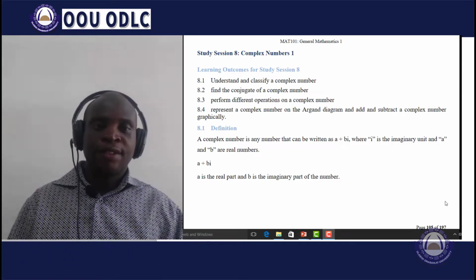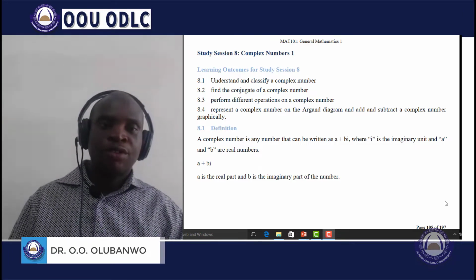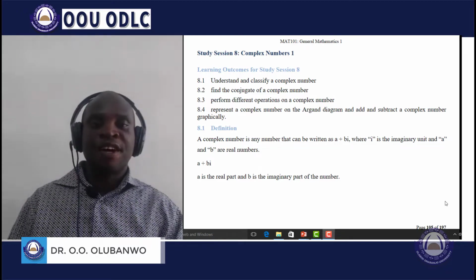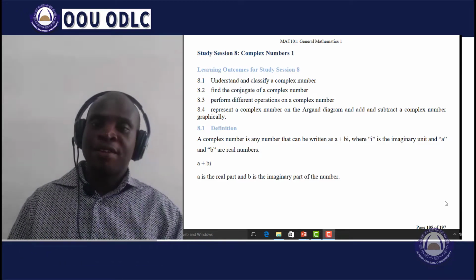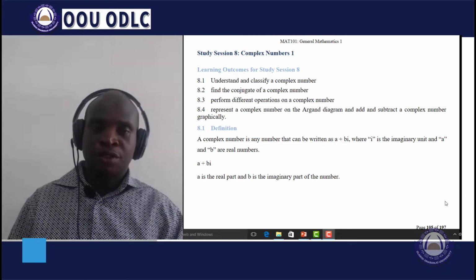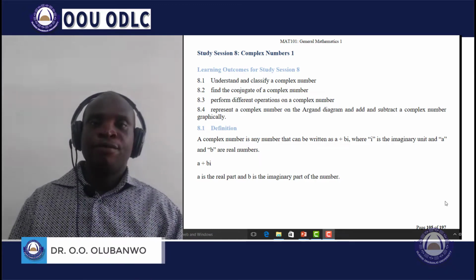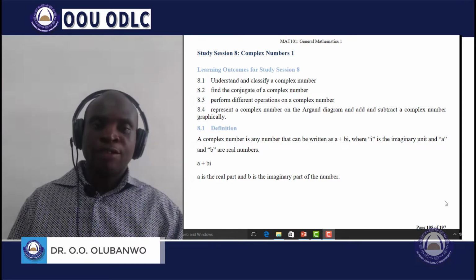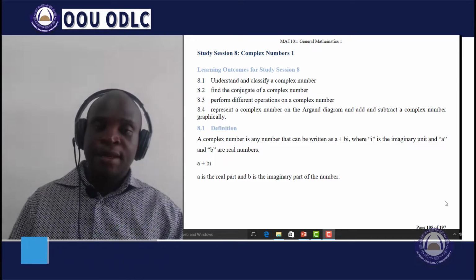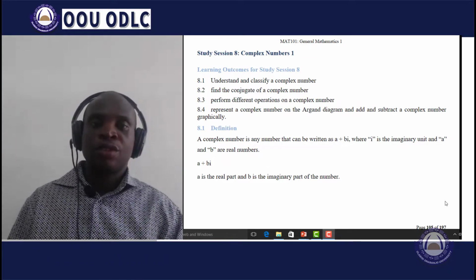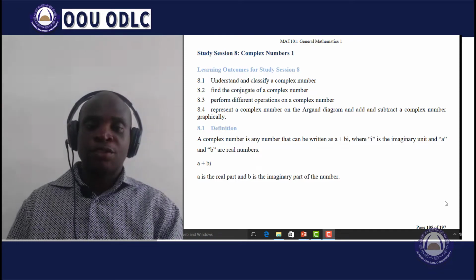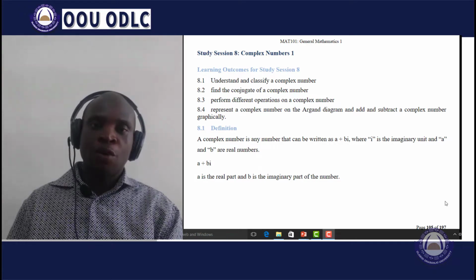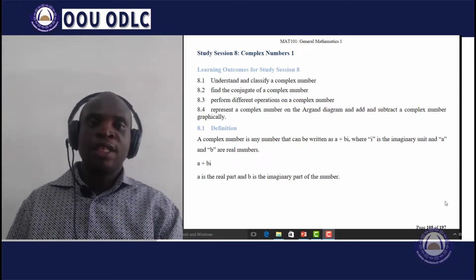In your previous class, my colleague that taught you talked about the binomial theorem while making use of Pascal's triangle, also using the binomial theorem to solve binomial equations, that is, when we have equations of higher degrees. You also did some applications using the binomial theorem to expand some numbers. But in this session, which is session 8 of Math 101, General Maths 1, we'll be considering complex numbers 1.